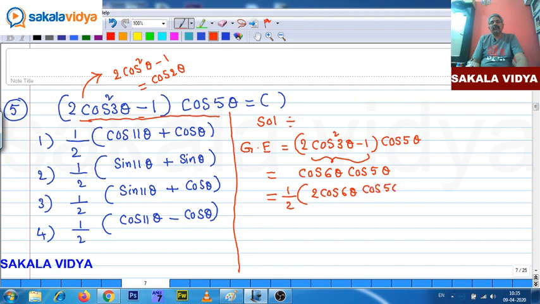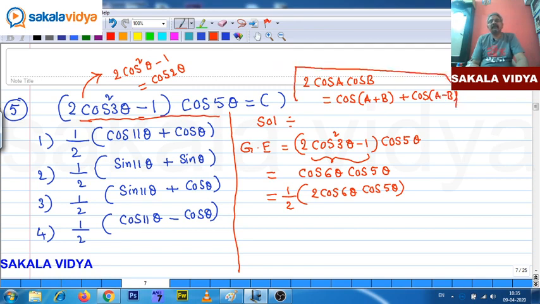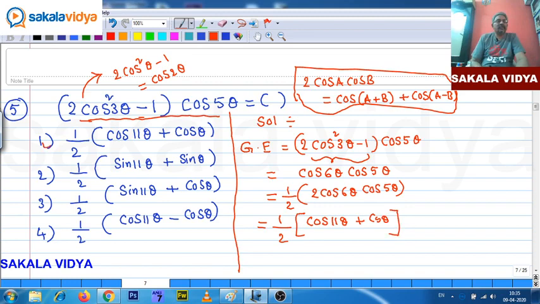You may have a doubt why we should multiply like this, because we have the formula for 2 cos A cos B. 2 cos A cos B equals cos of A plus B plus cos of A minus B. We know this formula. So this we can write now, half into cos 11 theta plus cos theta. So that means first option is the right option.